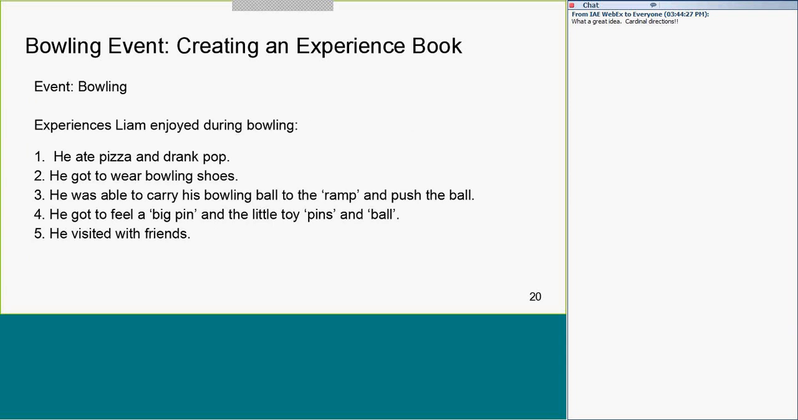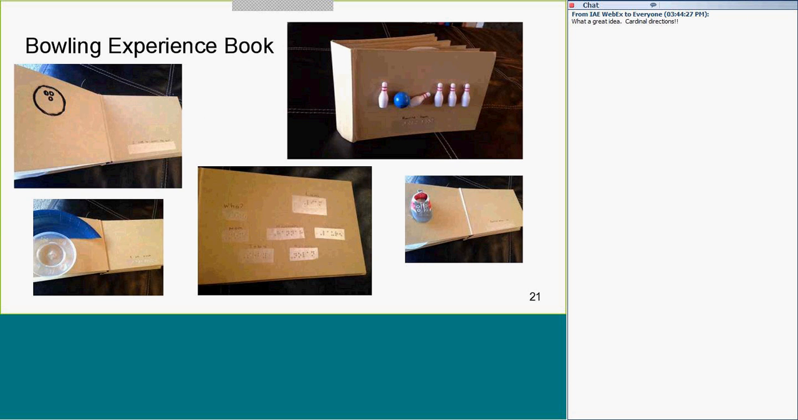This is what was in our bowling book. The five highlights I picked: he ate pizza, drank pop, he got bowling shoes. He's able to carry his bowling ball to the ramp and push the ball. He got to feel a big pin, and then he had little toy pins and the ball to play with when he was there. And he got to visit with friends. So I make sure to include all those in his book.